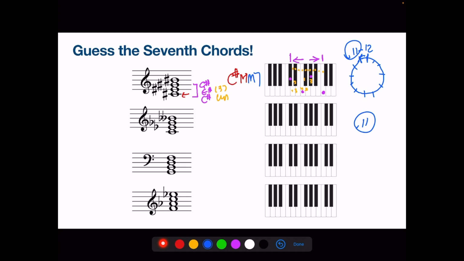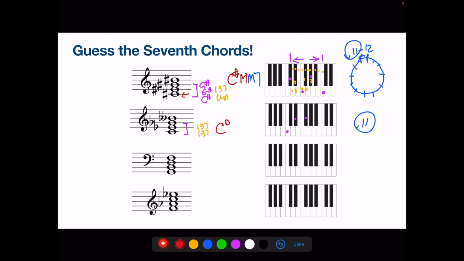We have a C, E flat, a G flat, and then B double flat. Okay, so in this case, let's first look at the bottom 3 notes. So here we have a C, E flat, and G flat. If you plot this, C, E flat, G flat, you'll find out that if you count the half steps, we have 3 half steps, 3 half steps. Oh, that means this is going to be a diminished chord. So we have a C diminished.